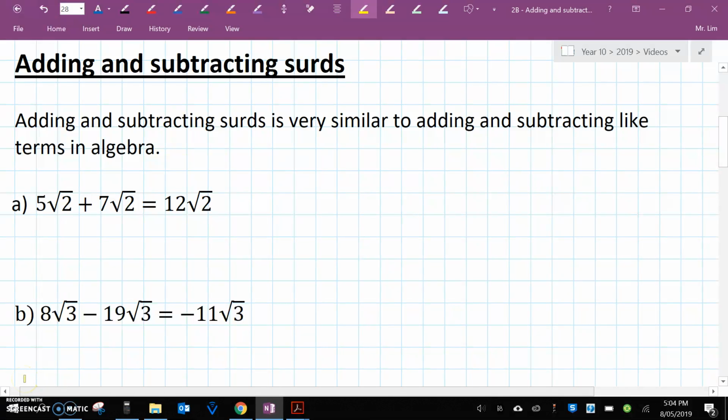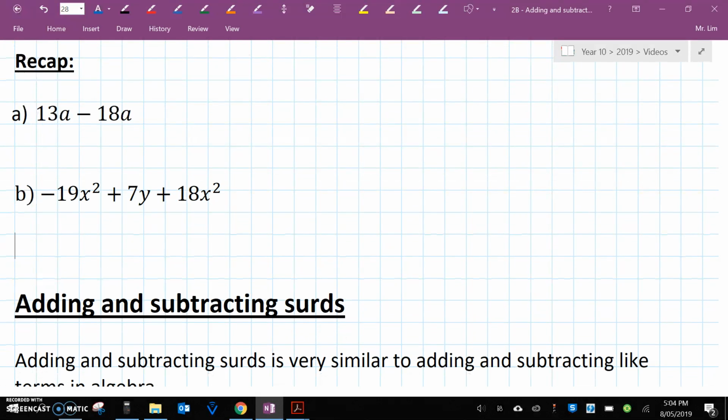Okay, so in this video, we're going to have a look at how to add and subtract surds. Adding and subtracting surds is very similar to adding and subtracting like terms in algebra. So before we even look at this, I want to look at some recap questions on how to add and subtract like terms.